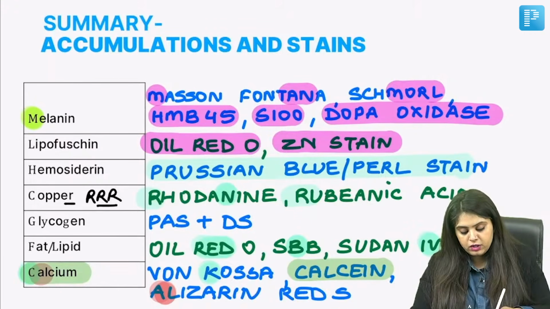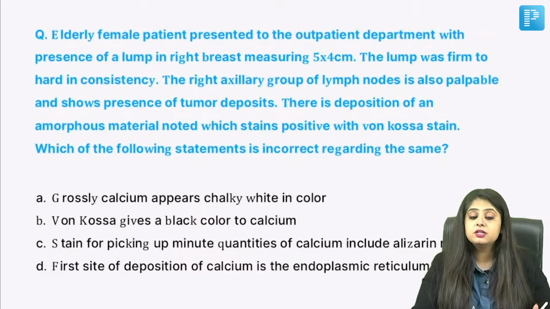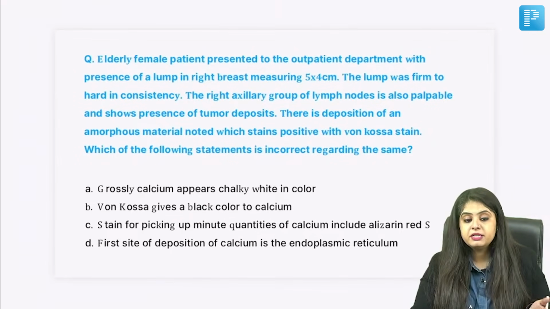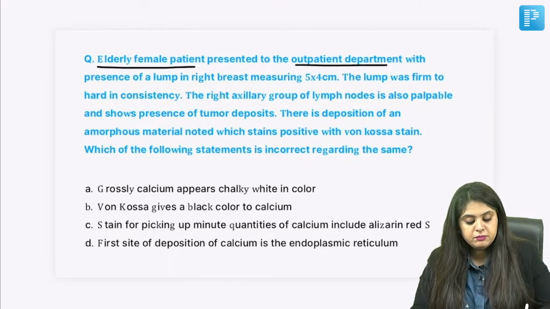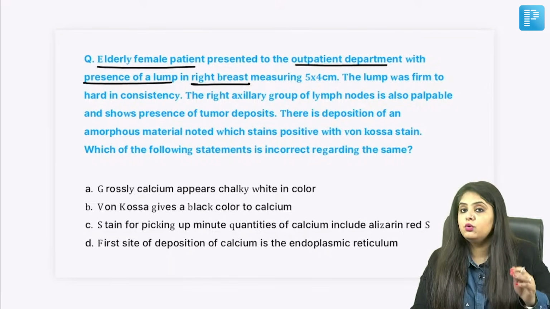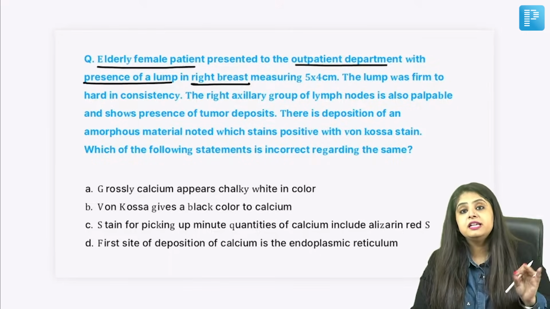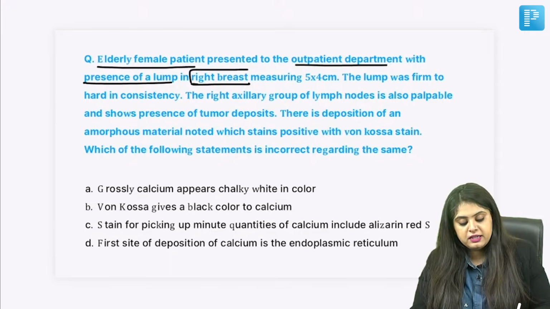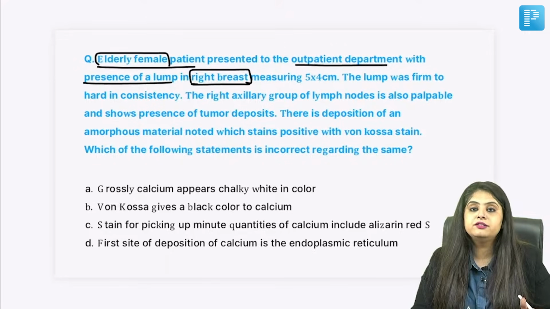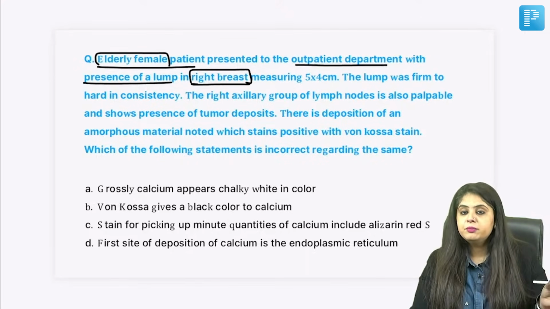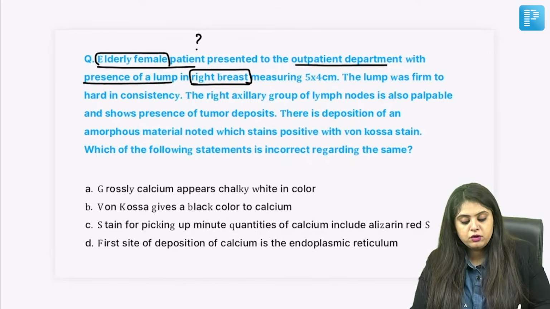So now I quickly want to ask you a question, and from that I will get to know whether you were listening or not. Lengthy question, but let's see if you have been attentive. Elderly female patient presented to the OPD with presence of a lump in her right breast. Don't be in a hurry, please read with me as a clinical question. Right breast lump in an elderly female. Stop here. What is your clinical knowledge that tells you? Old woman, elderly woman, breast lump. Do we all think of breast cancer?